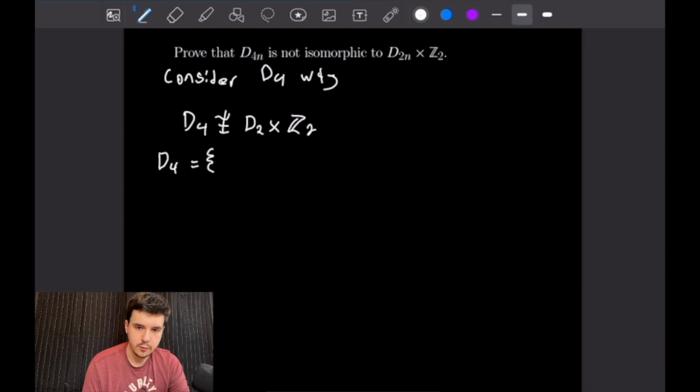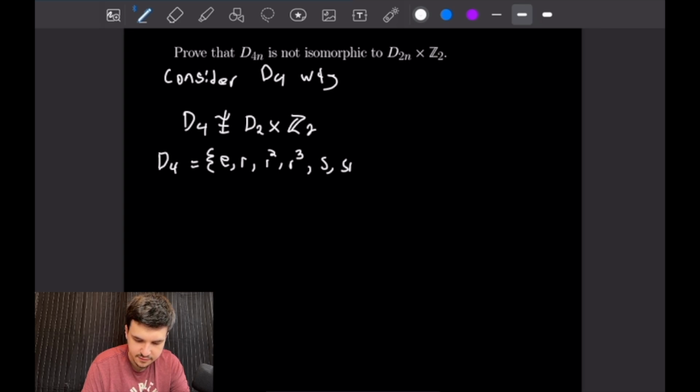D4 is the group corresponding to the symmetries of a square. So we have the identity, r, r squared, and r cubed, where each rotation is a rotation by 90 degrees. Then we have a reflection s, then we have sr, sr squared, and sr cubed. Great. If we did that right, we should have 8 elements, and we in fact have 8 elements.